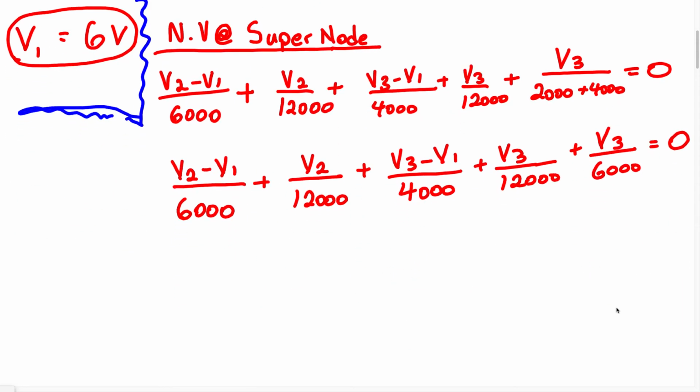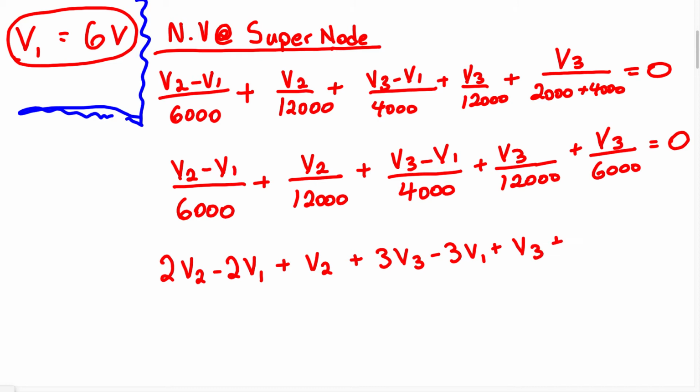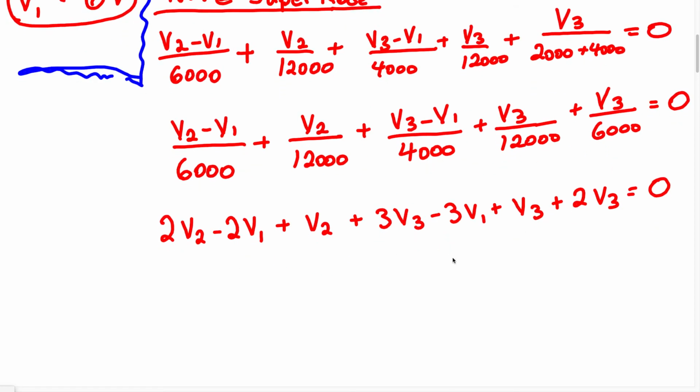When you do that, for the first term we're going to get 2V2 minus 2V1, plus V2 for the second term. For our third term, we're going to get 3V3 minus 3V1. For our fourth term, we're going to get V3. And for our fifth term, we're going to get 2V3. And we know 12,000 multiplied by 0 is just going to give us 0. Now that we have this, we're just going to simplify.